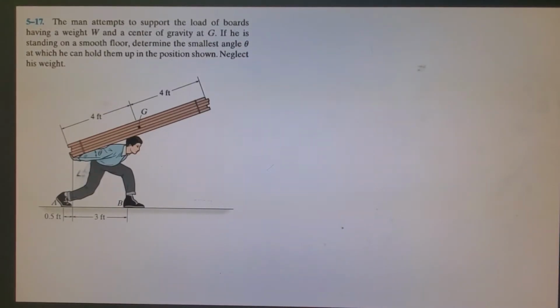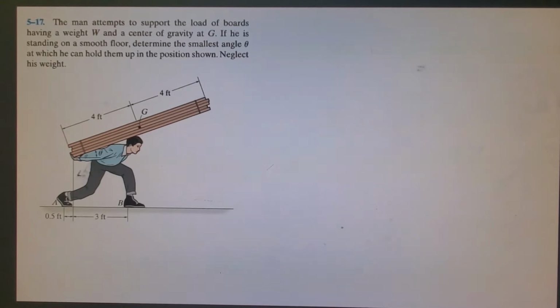This is chapter 5, problem number 17. All right, let's look at this guy. He's holding something on his back. A man attempts to support the load of a board having a weight W and the center of gravity at G, at point G. If he is standing on a smooth floor, determine the smallest angle theta at which he can hold them up in the position shown. Neglect his weight. All right.